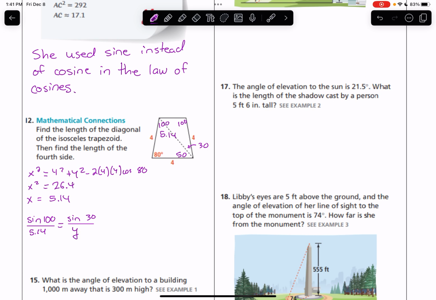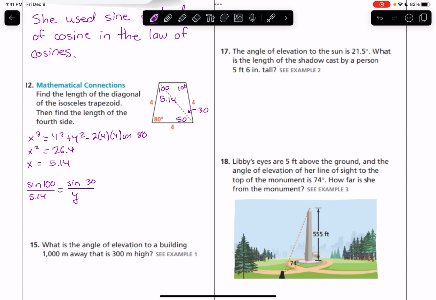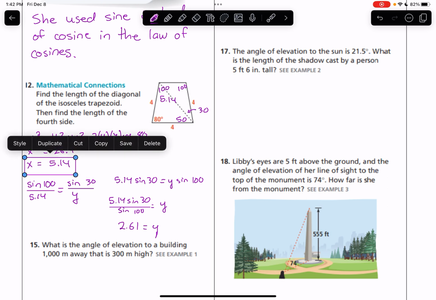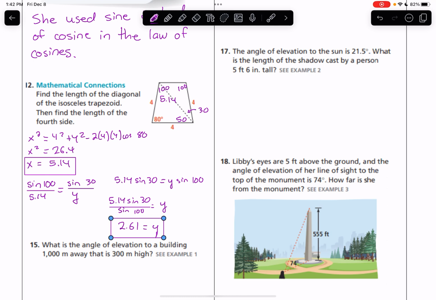y. So then I'm going to use the law of sines, cross multiply there. I get 5.14 sine of 30 equals the sine of 100 times y, or y sine of 100. Then I'm going to divide both sides by the sine of 100. So 5.14 sine of 30 over the sine of 100 equals y. And since I know that is equal to y, that means that 2.61 is equal to y. So we have x, the diagonal of the shape, which is 5.14. And we have y, the top of the shape, which is 2.61.